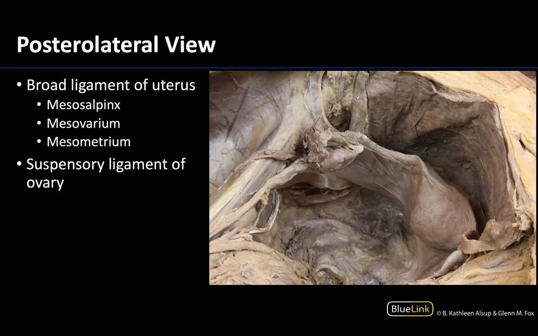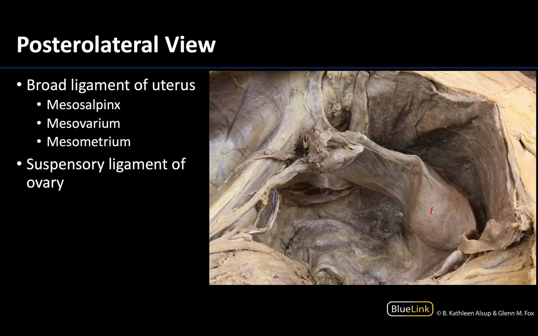Okay. Let's look at these same structures that we just talked about in that previous image, but with a bit more of a posterolateral view and a little bit closer up as well. So let's start with the broad ligament of the uterus, but as I mentioned, always try to get your bearings in regard to the viscera before trying to figure out the peritoneal structures.